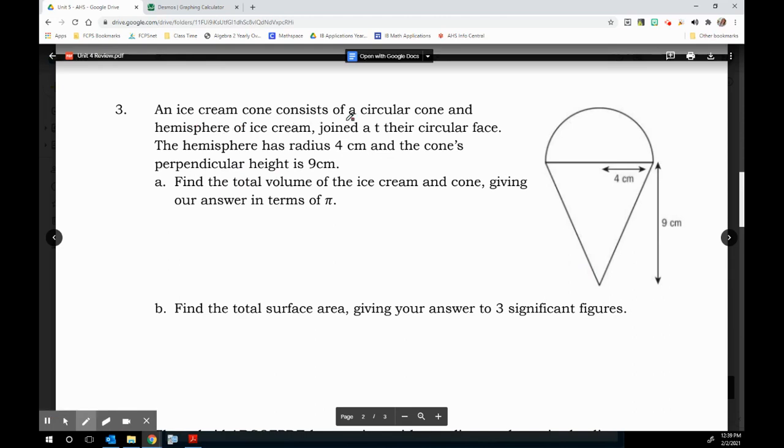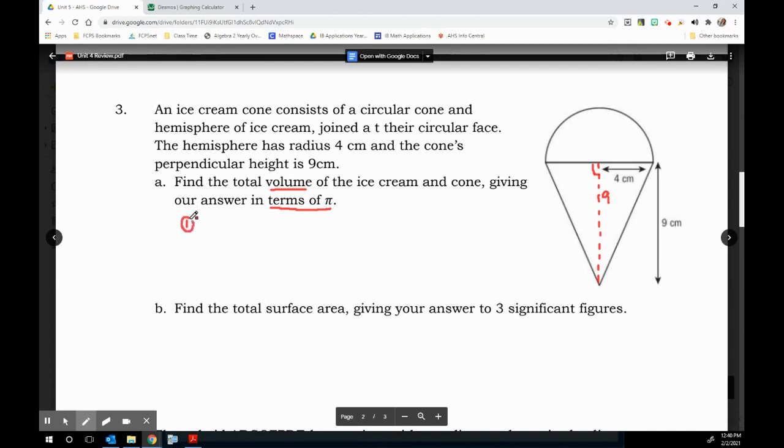All right, number 3, an ice cream cone consists of a circular cone on the bottom with a hemisphere of ice cream on top, and they're joined at their circular face. The hemisphere has a radius of 4 as indicated on the diagram, and the cone's perpendicular height is 9 centimeters, meaning its true height versus its slant height is 9 centimeters. We're finding the total volume of the ice cream and its cone, giving our answers in terms of pi, which just means leave pi in your answer. Don't sub in 3.14, et cetera. You're leaving pi in your answer.